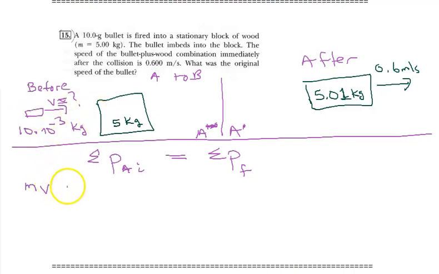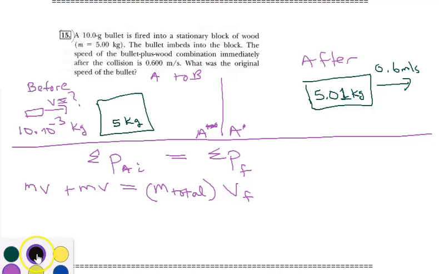So we have two objects that might have mass and velocity. And then we love inelastic collisions because they stick and become one single mass. I'm going to call that m total times v final. Okay, so all of the momentum before has to equal all of the momentum after. And this is what I call a work backwards problem because you know more information about the after.